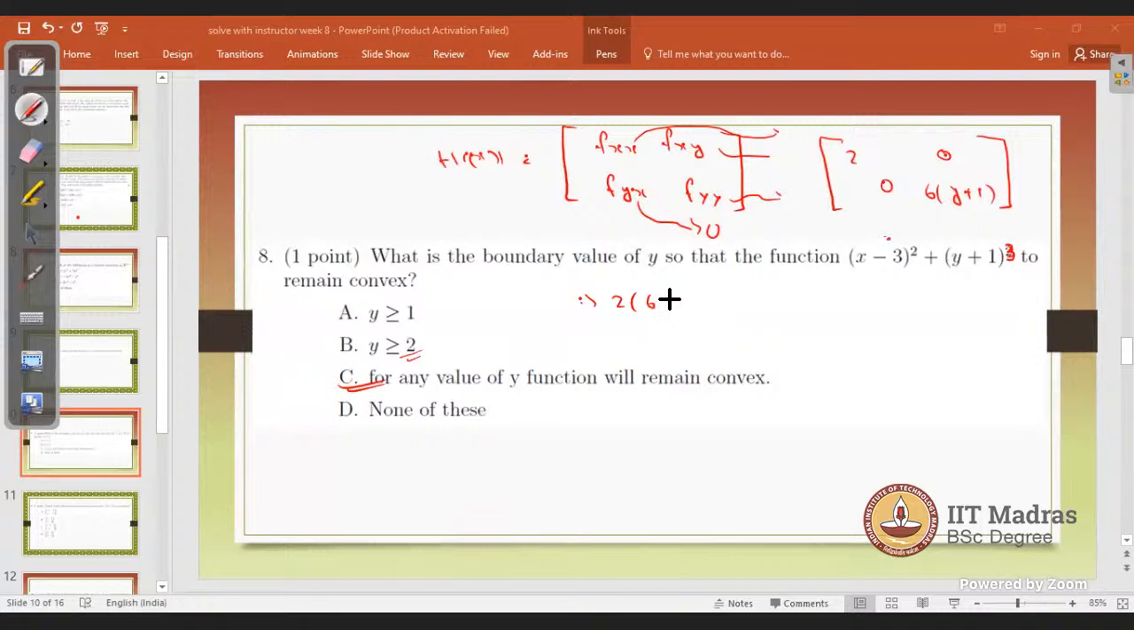Ranjit, correct. Your answer is also correct. 2 into 6 into y plus 1. This value should be greater than or equal to 0. So the 2 and the 6 will go, and we will be left with y plus 1 greater than or equal to 0. So y should be greater than or equal to minus 1. That's the correct one. If you write q here, then y should always be greater than minus 1. Then only this function will remain convex.